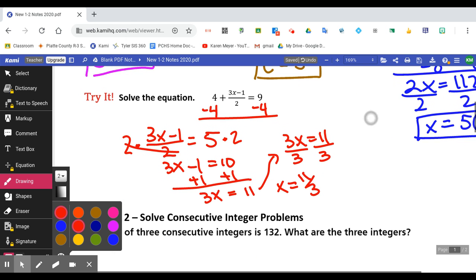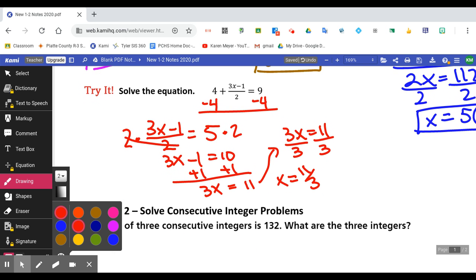So you'll notice on the try it, you did come up with a fraction answer. So you can write it as an improper fraction, 11 over 3. You can write it as a mixed number, which is 3 2/3. Or you can write it as a decimal, which is 3.6 repeating.